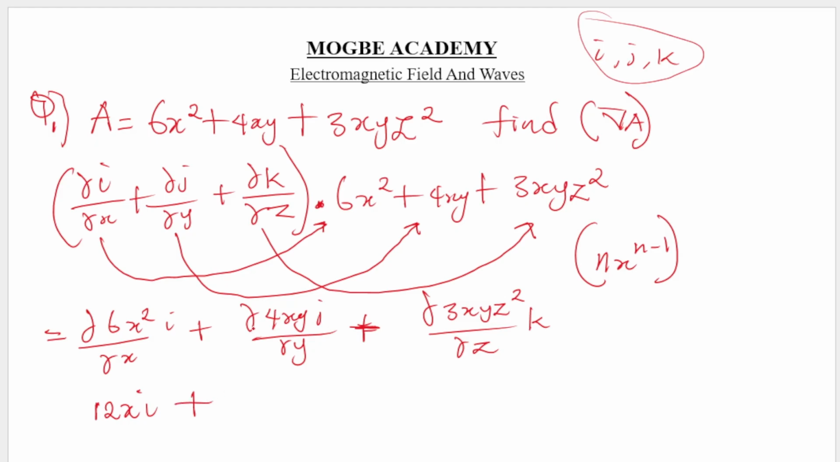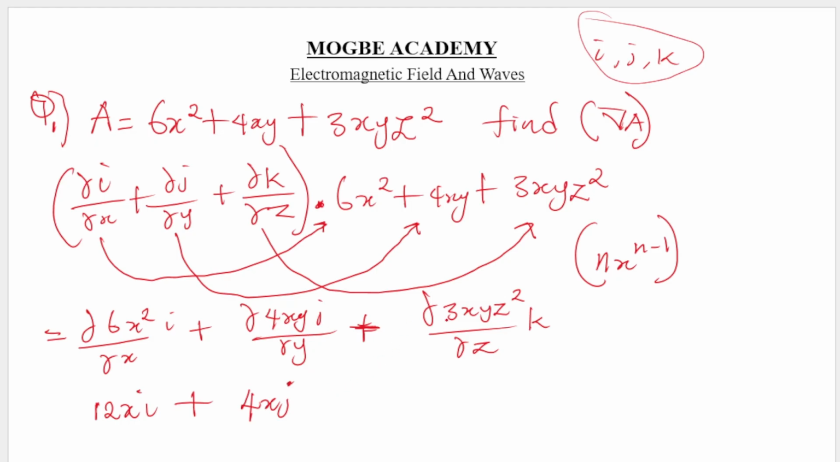Now let's go over to the next one. The next one is to differentiate 4xy with respect to y. Differentiating with respect to y, we are seeing y here, and if you apply this concept, we'll simply have 1. So 4x, and we are left with j. So you have 4xj. Now, what's the next one?